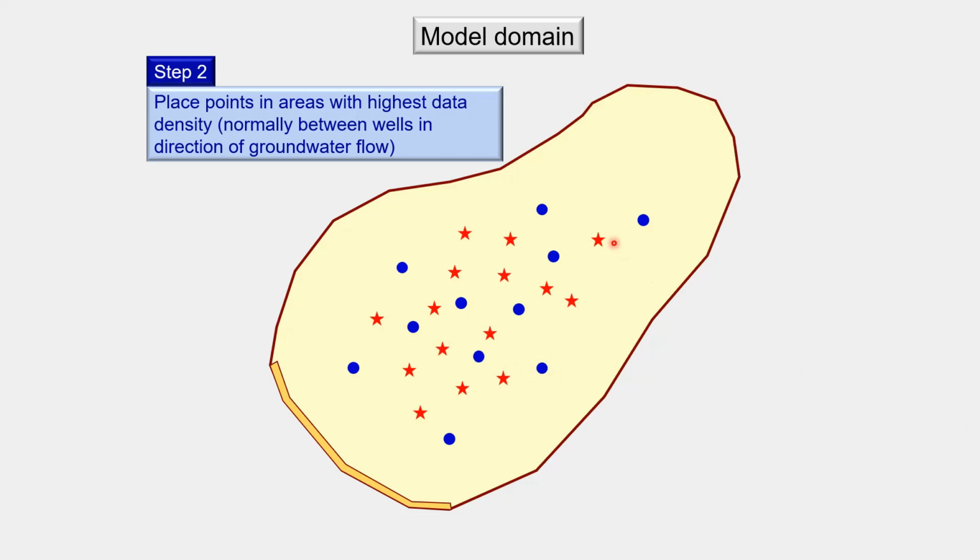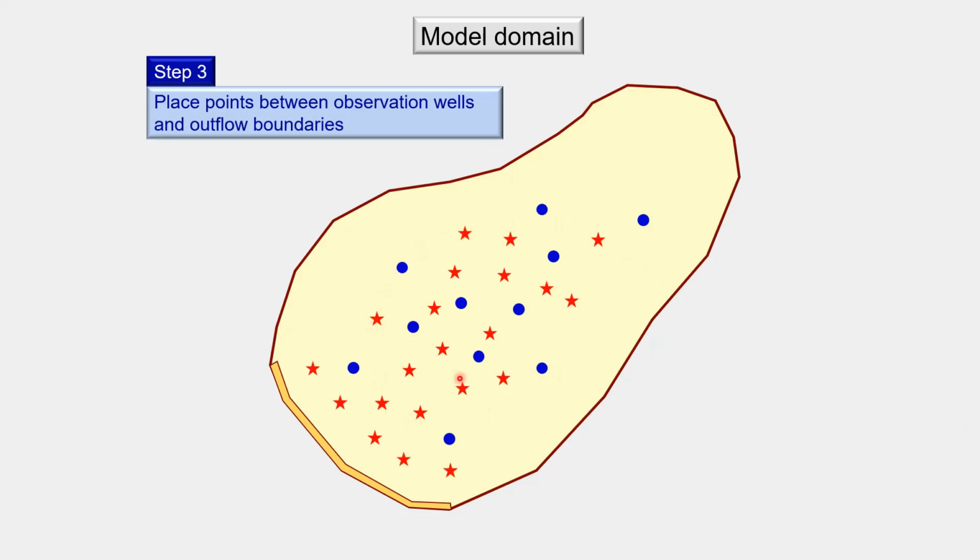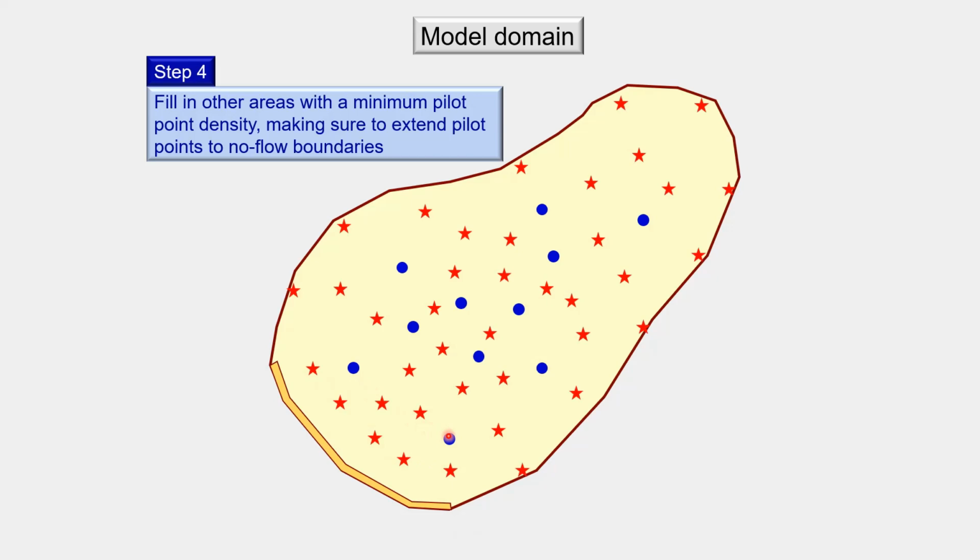Anyway, once I've put in the high spatial density pilot points, I then add more pilot points between this first row of observation wells and the outflow boundary. These are needed so we can get the right hydraulic conductivities in this area to give us the right heads at this first row of observation wells. Then I will add pilot points to the rest of the model domain.